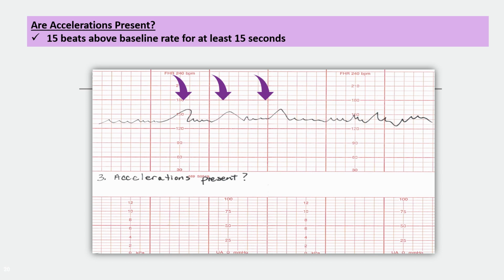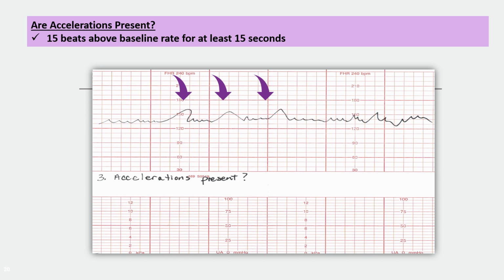Now, if we cannot get a reactive NST, we might do a vibroacoustic stim, and I'll show you what that is in a little bit. But a lot of times it's a buzzer that makes a buzzing sound and it vibrates, and it usually will wake up the baby, and the baby will kind of jump in there, and then you'll have a nice acceleration, and now that the baby is awake, you'll see more moderate variability.